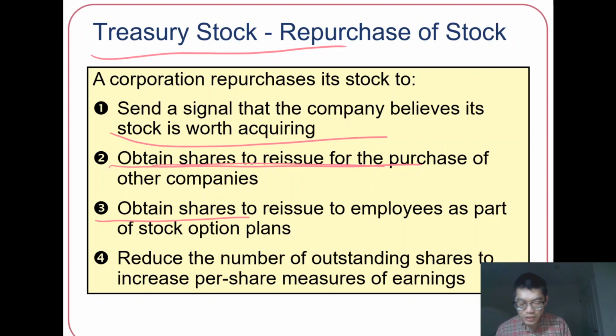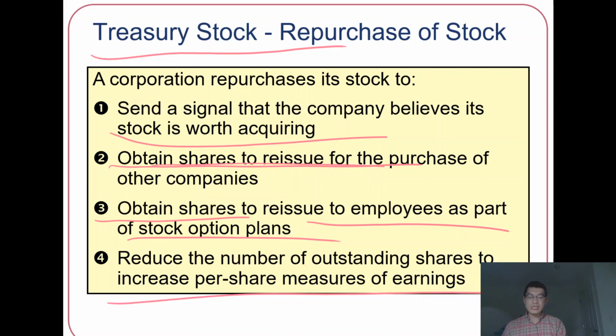And number 3 is obtain shares to reissue to employees as part of stock options. Okay, similar to the second reason. They have to use some shares to motivate employees, but they don't have them now, so they purchase back from the market. And then the last one is reduce the number of outstanding shares to increase per share measures of earnings.